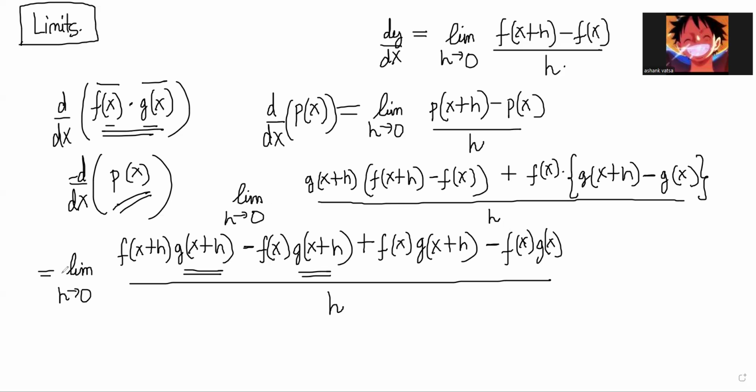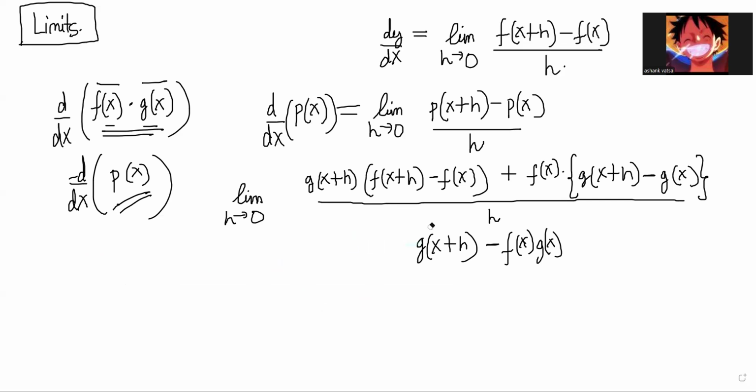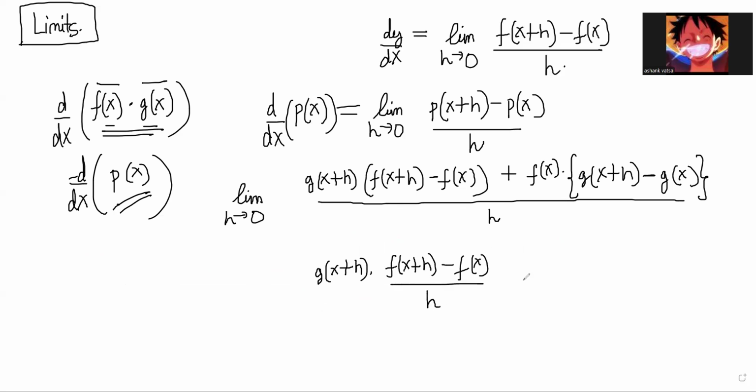Yes, sir. Now what we will use is the second rule, which was no, not second rule. We'll just basically split the fraction into two separate fractions, right? Yeah. इसको दो parts में divide कर लेंगे. G of x plus h times f of x plus h minus f of x by h plus f of x times g of x plus h minus g of x by h, and whole thing is limit h tends to 0, right?